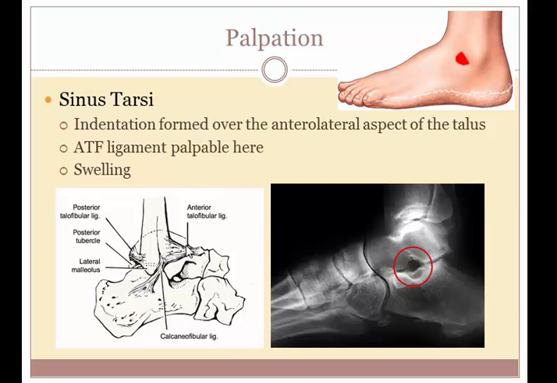This is a nice spot for you to know, because if you palpate somebody's sinus tarsi, you can also easily find the ATF ligament, the anterior talofibular ligament, which is the most commonly sprained ligament in the ankle. We're going to talk a little bit more about this once we get to the ankle and lower leg chapter, but it's a very important ligament for you to be able to identify.